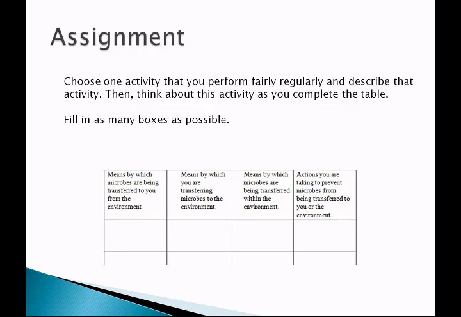So you'll choose one activity that you perform on a fairly regular basis and describe that activity. Think about it and then complete the table. Fill in as many boxes as possible. You should be able to fill in all the boxes if you really think about this. And you do not have to make sure that things are in parallel. In other words, if you have an activity or a scenario here, you do not have to describe the action you are preventing from microbes being transferred to correlate to that. So you do not have to have things in parallel here. Fill in as many things as you can in this set of boxes, in this set of boxes, in this set, and then finally in this set.